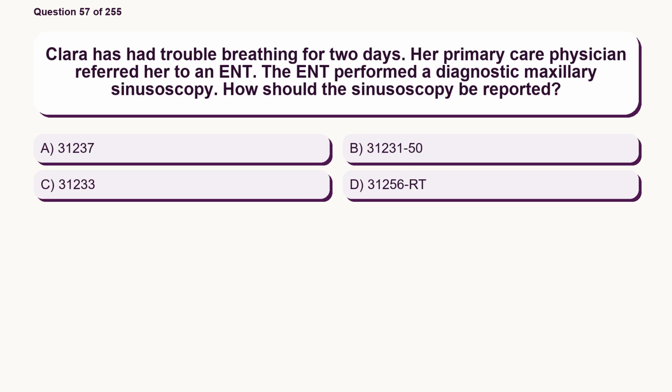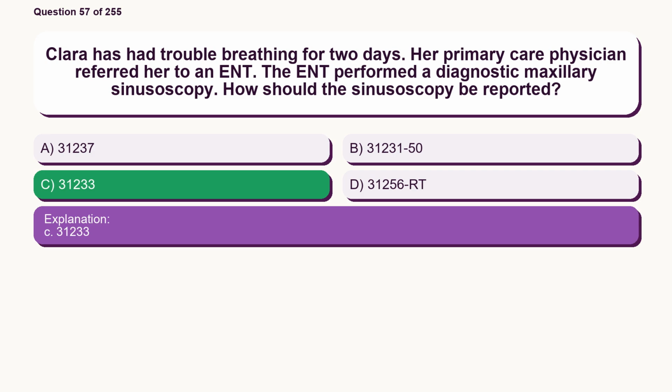Question 57. Clara has had trouble breathing for 2 days. Her primary care physician referred her to an ENT. The ENT performed a diagnostic maxillary sinusoscopy. How should the sinusoscopy be reported? Option A, 31,237. Option B, 31,231 to 50. Option C, 31,233. Option D, 31256 RT. The correct answer is option C, 31,233.